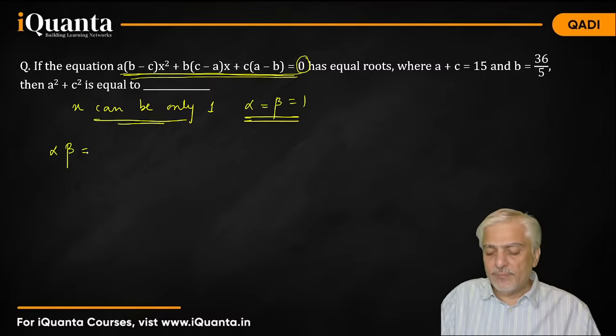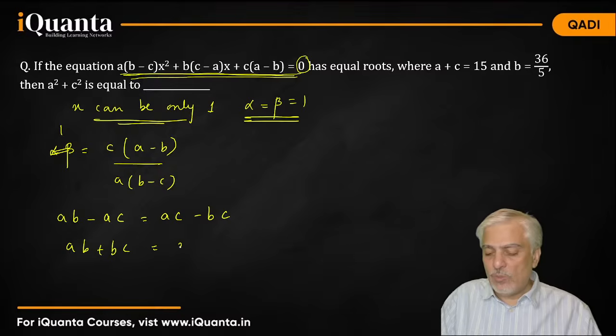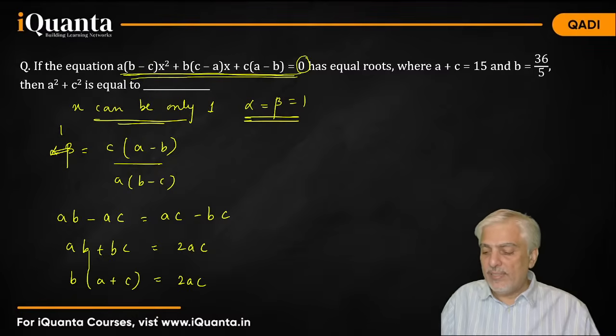What is alpha beta? Alpha beta is C by A. So, alpha beta will be C into A minus B upon A into B minus C. And alpha beta we know is 1 into 1, 1. So, AB minus AC is AC minus BC. So I'll get AB plus BC is equal to 2AC. B common, A plus C is 2AC. We know A plus C is 15 and we know B is 36 by 5.